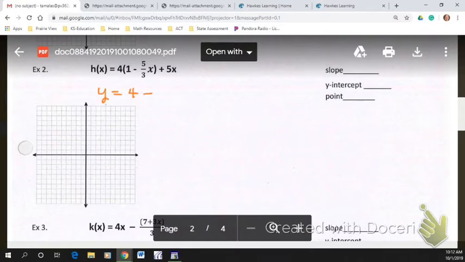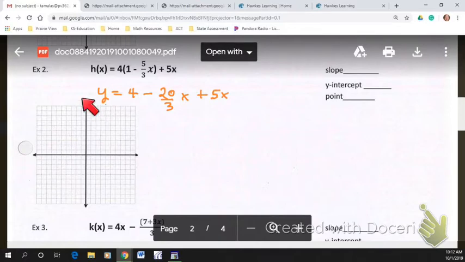So I'm going to have 4. What do I get if I take 4 times 5 thirds? 20 thirds. Everybody agree with that? It's like 4 over 1 times 5 over 3. Okay, so that's going to be 20 over 3, right? All right, and then I have a plus 5x on the end. What should I do to get rid of that fraction?